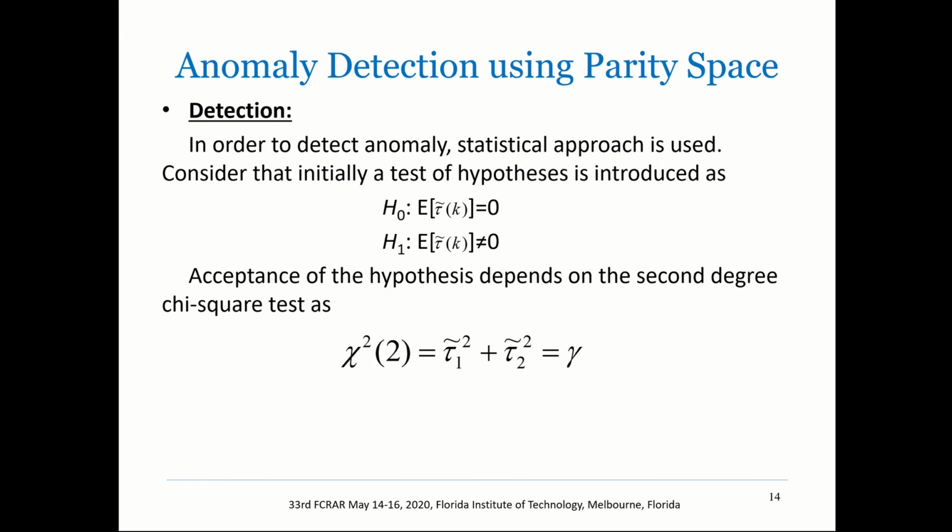For detection, we use a statistical approach where either H0 is such that E of tau equals 0, or H1 where it does not equal 0. Acceptance of the hypothesis depends on the second degree chi-square test, such that the following is true, where chi-squared of 2 is tau 1 squared plus tau 2 squared equals gamma.